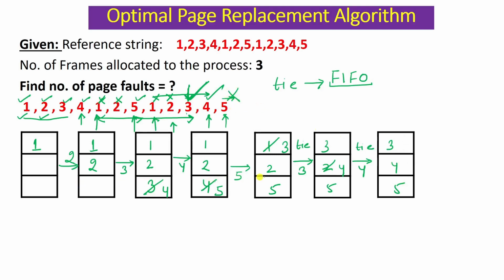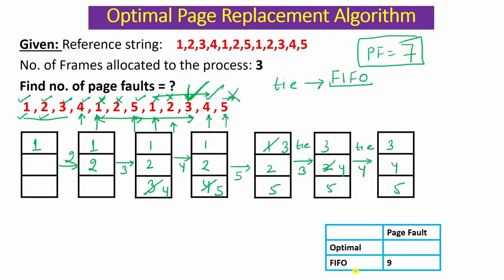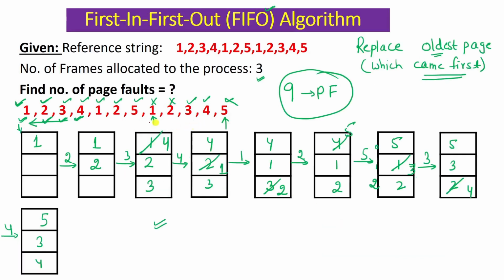So this was the optimal page replacement algorithm. If we count the total number of page faults, how many are these? 1, 2, 3, 4, then 5, then 6, then 7. So there are total 7 page faults. The count of the page faults is 7, right? And in the FIFO page replacement algorithm, we saw for the same string we got 9 page faults. So this was the example. The same reference string was there and we applied the FIFO page replacement algorithm, and here we can see we got 9 page faults, right?